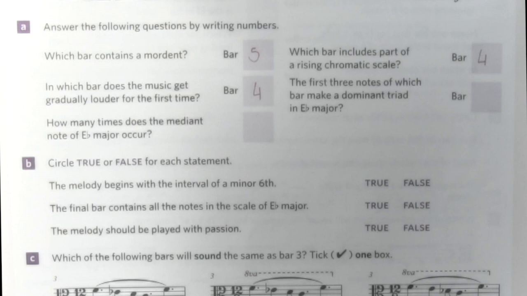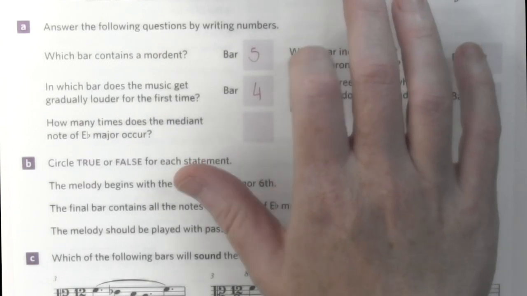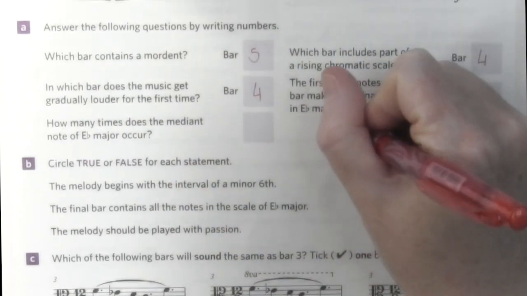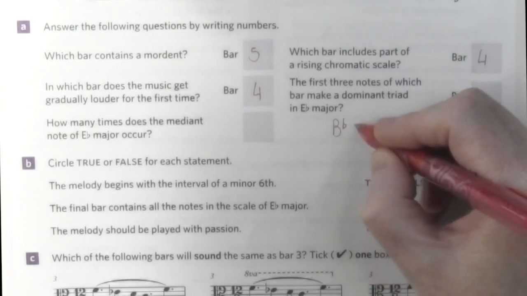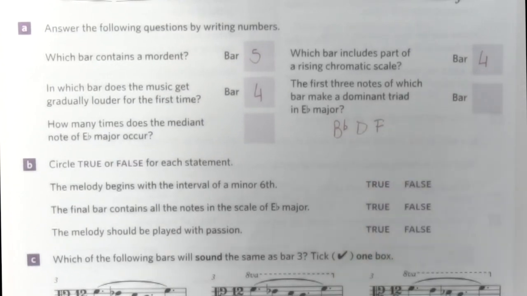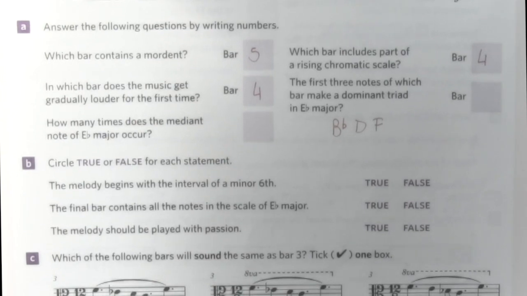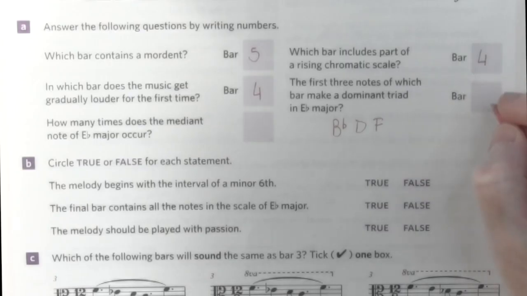In which bar are the first 3 notes those of a dominant triad of E flat major? Now the dominant is, let's go in order, mi, fa, sol, la, si, B flat, okay, and the notes of the B flat major chord are B flat, re, and fa. And where do we have them? In bar 8, because the first 3 notes here are exactly the chord that we want to find, the dominant of E flat major, which is B flat major.